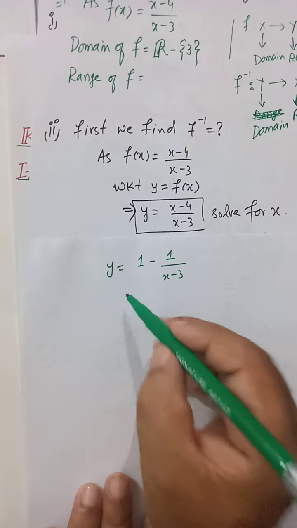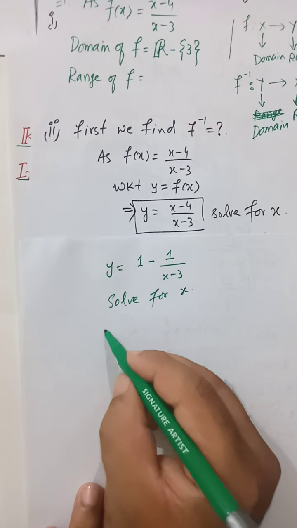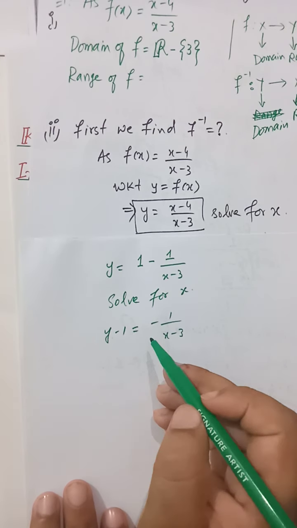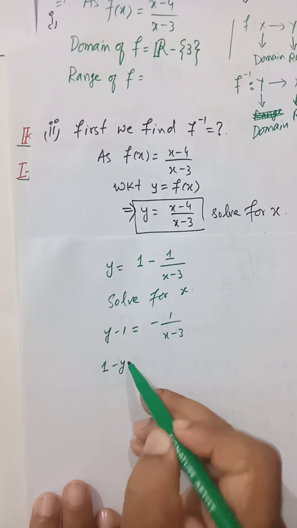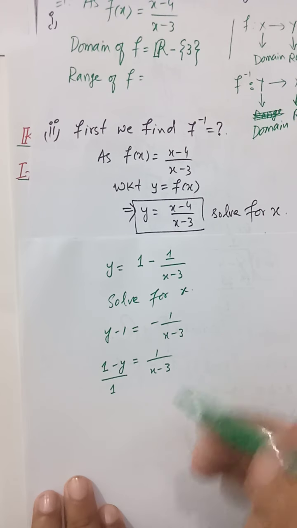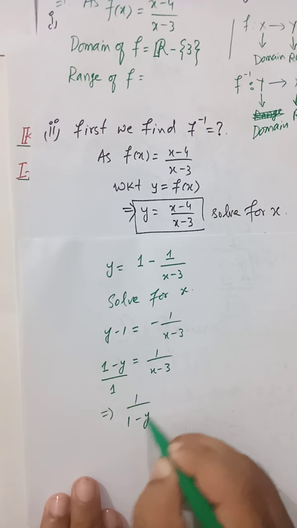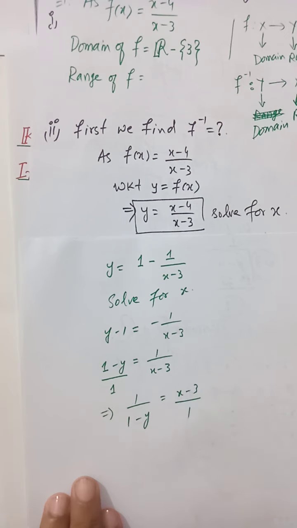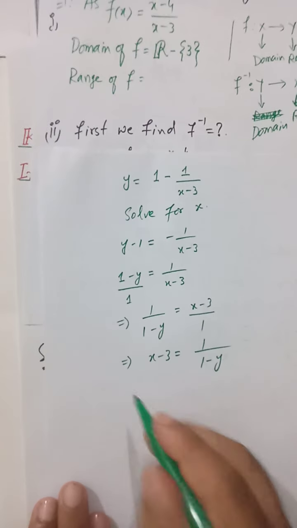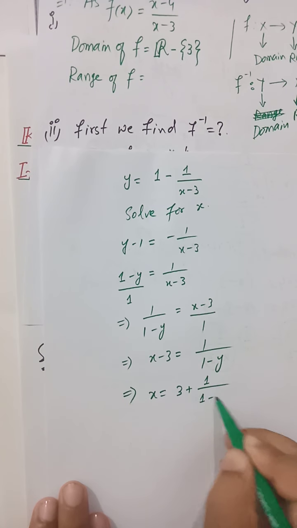Now solve this for x. So shift 1 on the left hand side. So y minus 1 is equal to minus 1 divided by x minus 3. Multiplying both sides by minus. So 1 minus y will be equal to 1 divided by x minus 3. Here is 1 in the denominator. Now taking the reciprocal. So 1 divided by 1 minus y will be equal to x minus 3 divided by 1. So this implies that x minus 3 is equal to 1 divided by 1 minus y. This implies that x is equal to 3 plus 1 divided by 1 minus y.